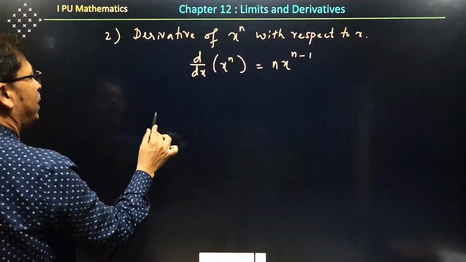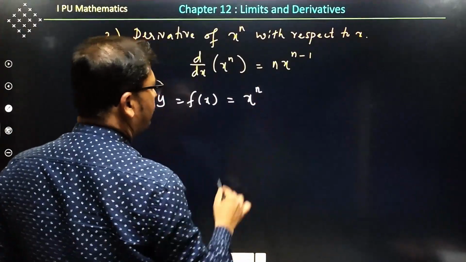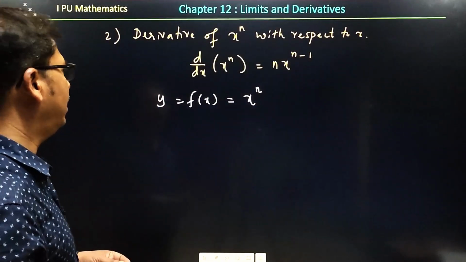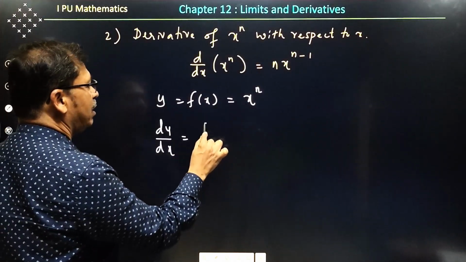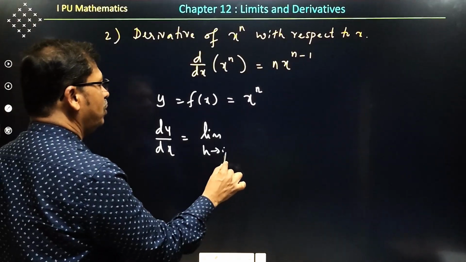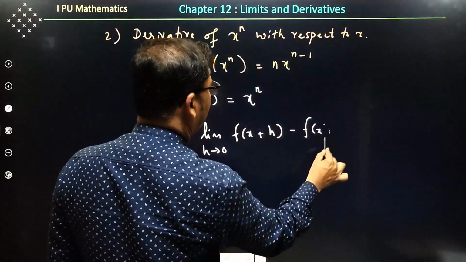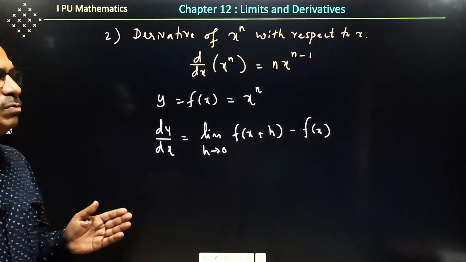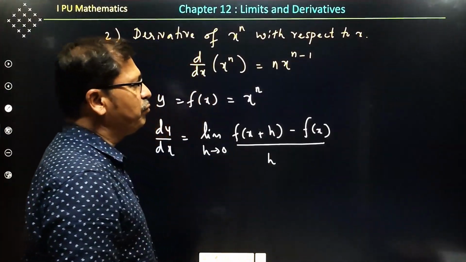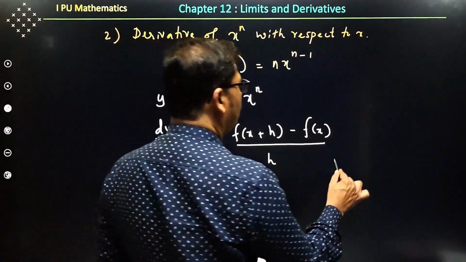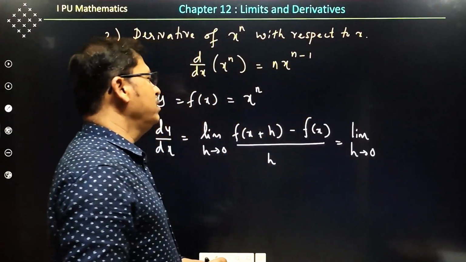Let me take into consideration y, which is equal to f of x, which is equal to x raised to n. This is your given basic function x to the power n here. Now dy by dx is equal to what we can write? Limit h tends to 0 f of x plus h minus f of x divided by h. This is your basic definition. Let us apply this. So what happens? This is equal to limit h tends to 0, say f of x plus h.